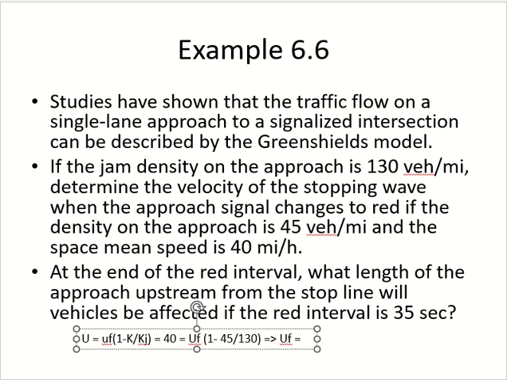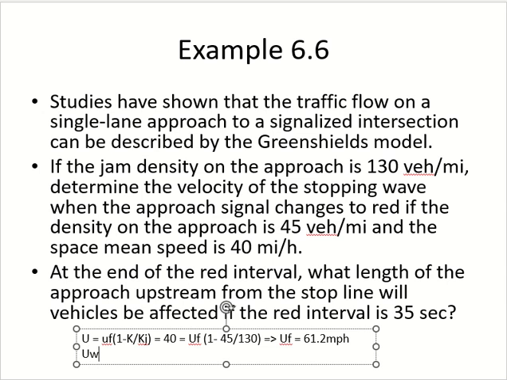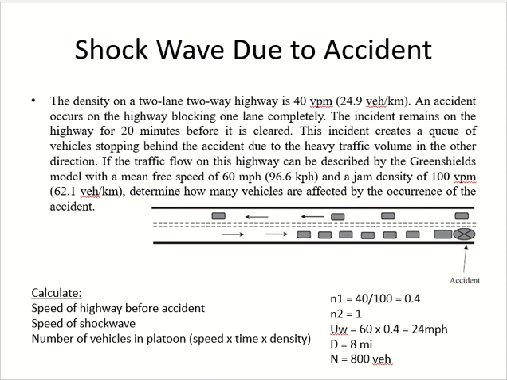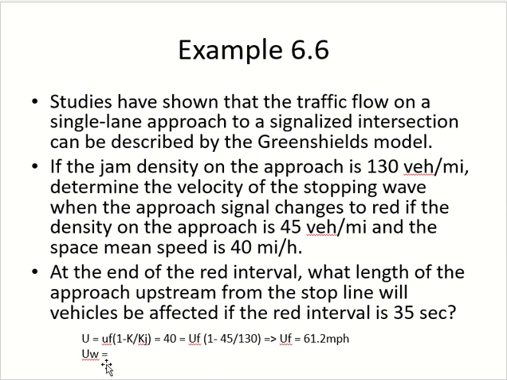61.2. Okay, so I have the free flow speed now. I can find out the speed of the shock wave, which was what? Eta 1 into the free flow speed. So free flow speed is 61.2. Eta 1 means K1 upon Kj. So this is my K1, the initial density, upon the jam density. So 45 upon 130.